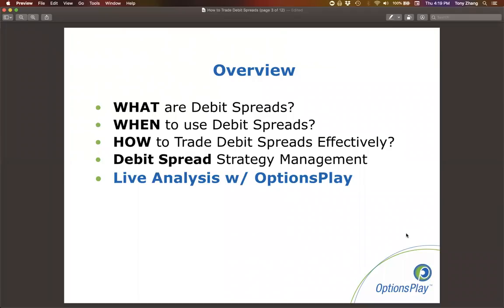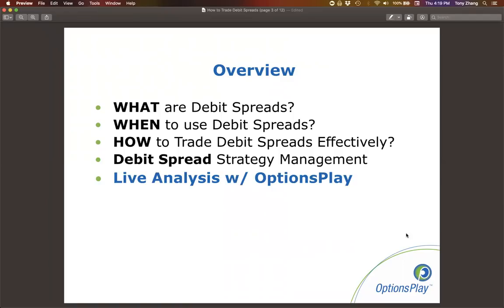And then lastly, we'll cover debit spread strategy management, meaning once you're in a trade, once you've bought a debit spread, how do you manage that? How do you decide when to cut your losses? When do you take profits? Really important things in order to manage these properly. So I'll go through the different scenarios and how to handle each one.